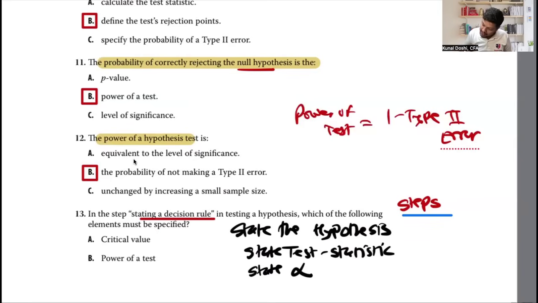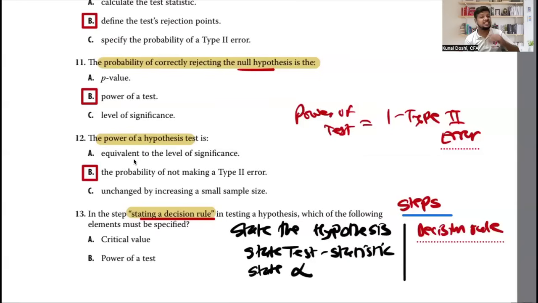So stating the decision rule comes after these 3 steps. Decision rule means, I have the null and alternative, but when will I reject the null or fail to reject? That will be decided in this step. And after this comes the calculation. You collect the sample data from the question, compare it with the rejection points or critical value, and then conclude.